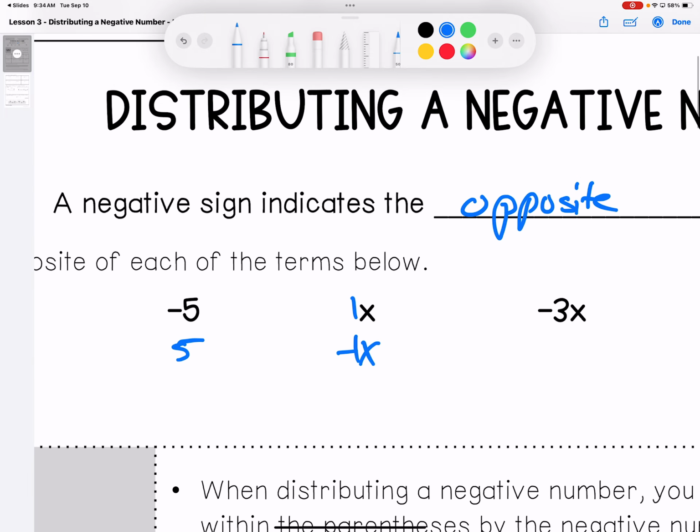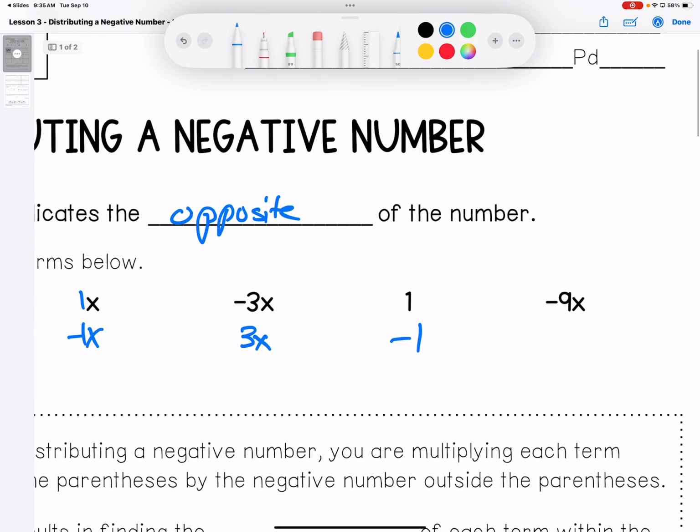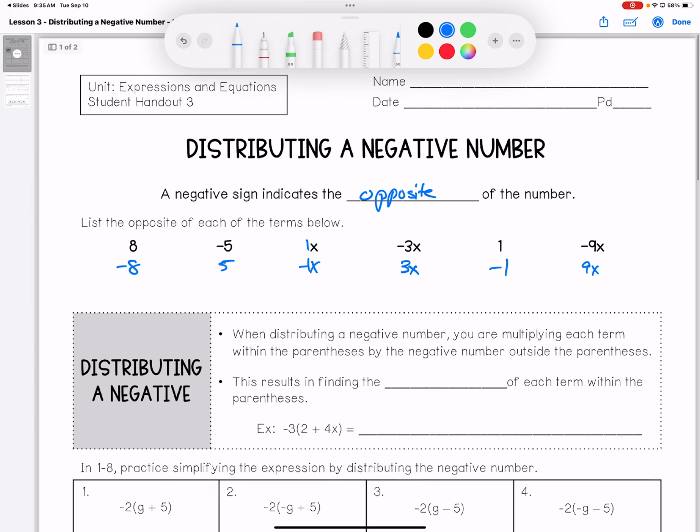So it's understood to be a 1 there too. What is the opposite of negative 3x? Positive 3x. What is the opposite of 1? Negative 1. And what is the opposite of negative 9x? Positive 9x.